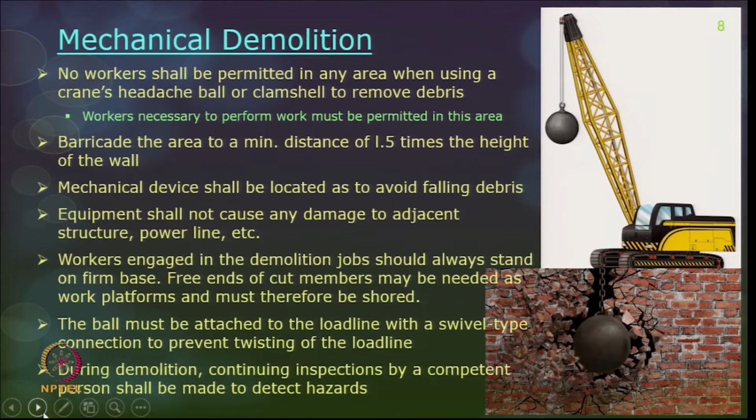And the area is supposed to be completely barricaded to a minimum distance of 1.5 times the height of the wall. Accordingly, the area has to be barricaded because this may have falling debris on quite a wide area. Mechanical devices should be so located that the falling debris is not actually falling onto the equipment and causing a failure. The equipment shall also not cause any damage to power lines, overhead lines or any lines which are above, and also to the adjacent structures which are close by.